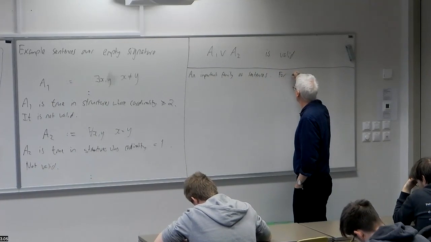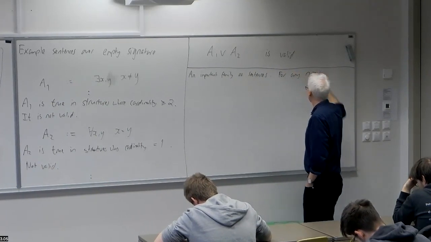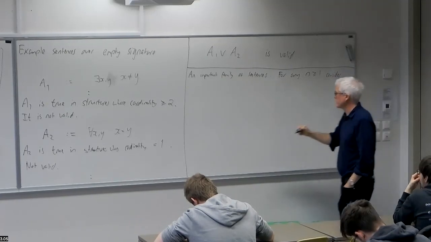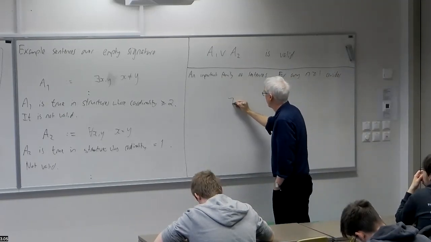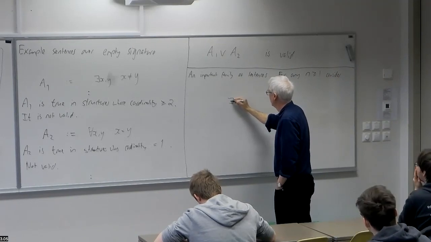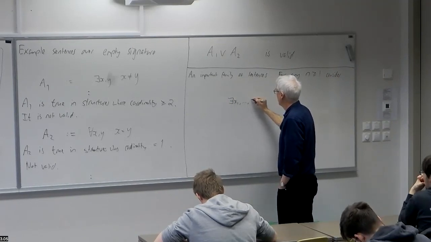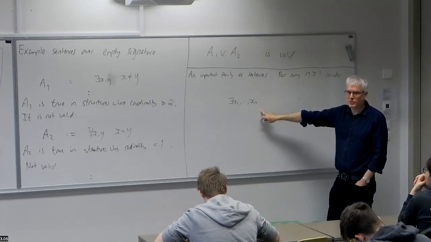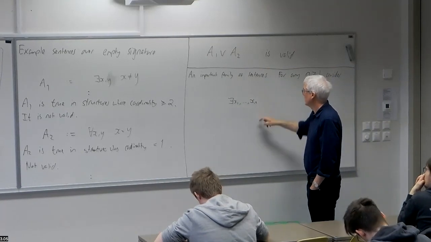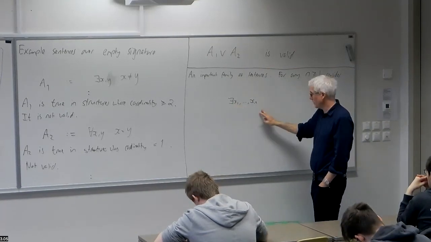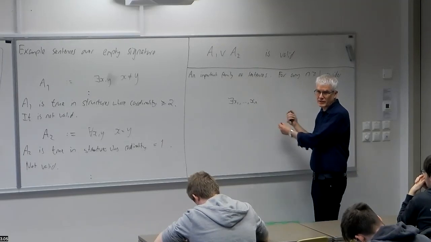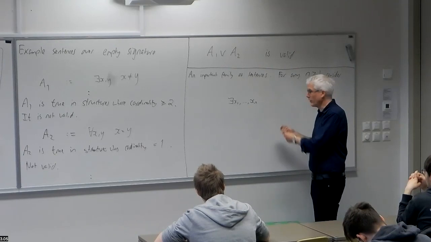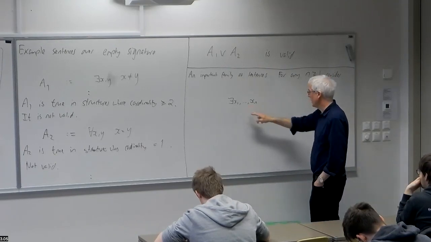So for any n greater than or equal to 1, consider the sentence: there exists x1 up to xn. So these are n existential quantifiers in sequence. What we want to say is there exists x1 to xn, so there exist n elements in the structure, and they're all different from each other. So I want to say no two of these are the same.